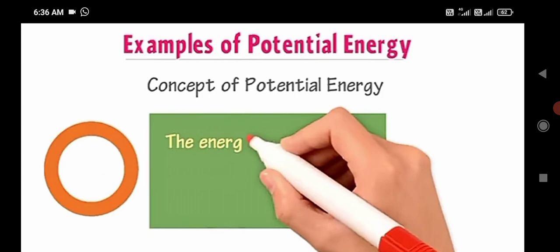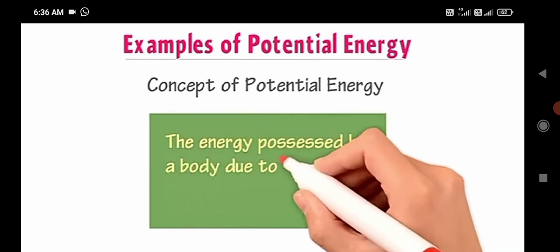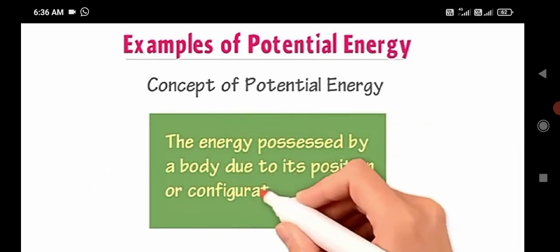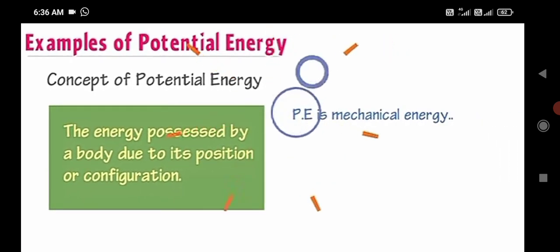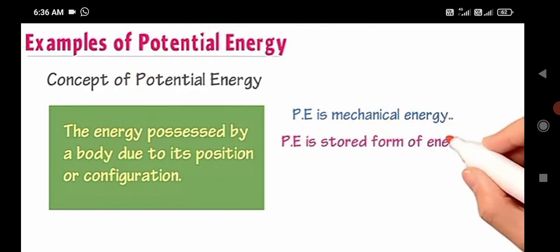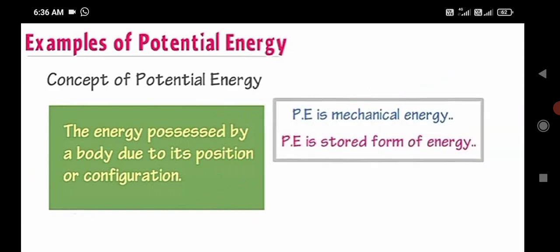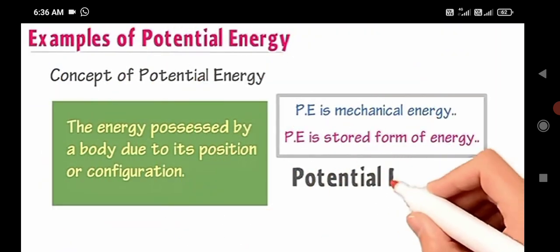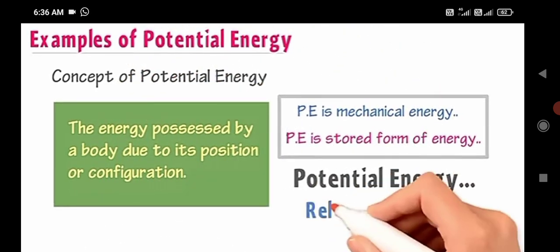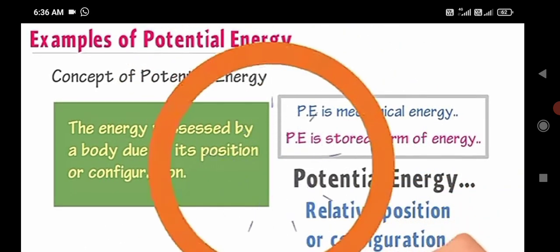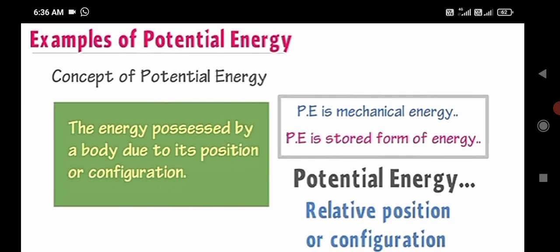Any object which is at rest, the energy stored at that time is called potential energy, or energy possessed by a body due to its position or configuration. So potential energy is the stored form of mechanical energy. Two definitions are there: energy possessed by a body due to its position or configuration, or for any object which is at rest, how much energy is stored, that is called potential energy.